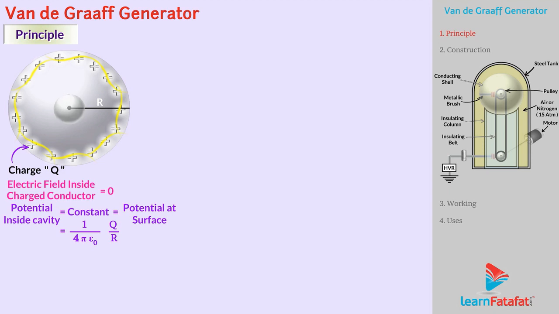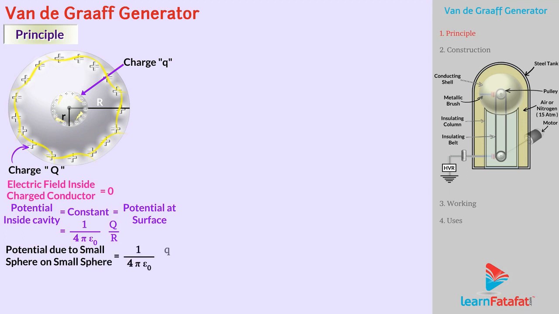Now let's consider a small spherical shell of radius small r bearing charge small q. It is placed at the center of the large sphere. Potential due to the large sphere carrying charge Q at the surface of the small sphere is 1 upon 4 pi epsilon 0 into Q by R. Potential due to the small sphere of radius r carrying charge q at the surface of the large sphere is 1 upon 4 pi epsilon 0 into q upon capital R.